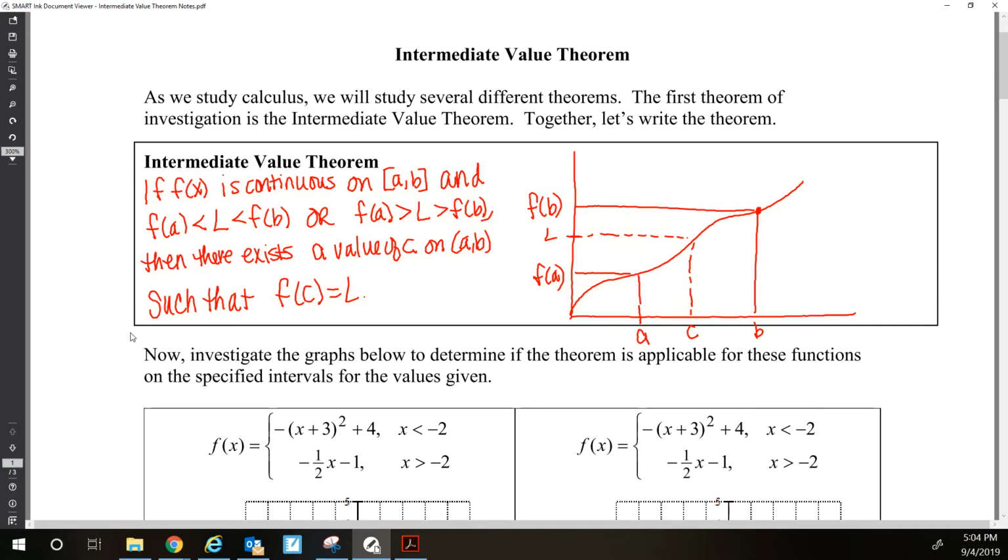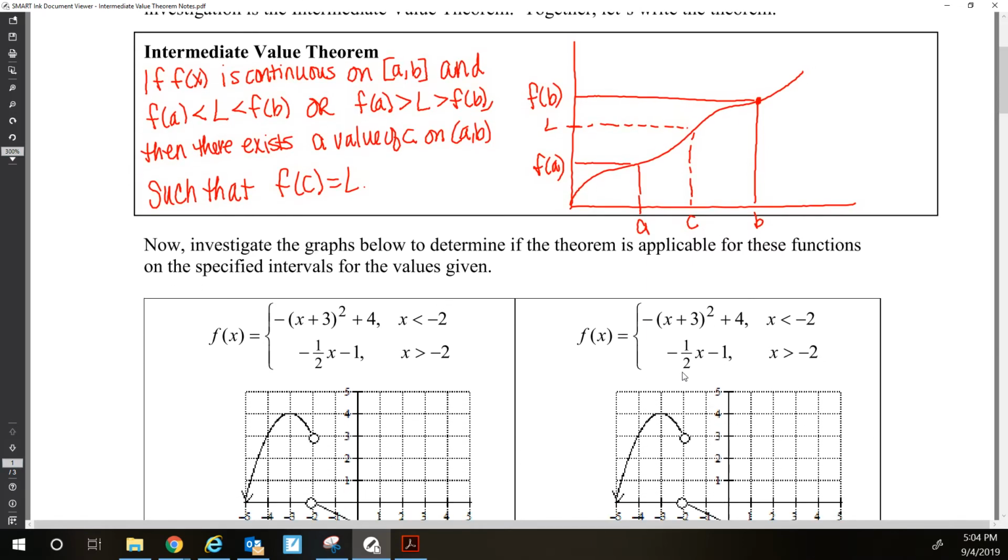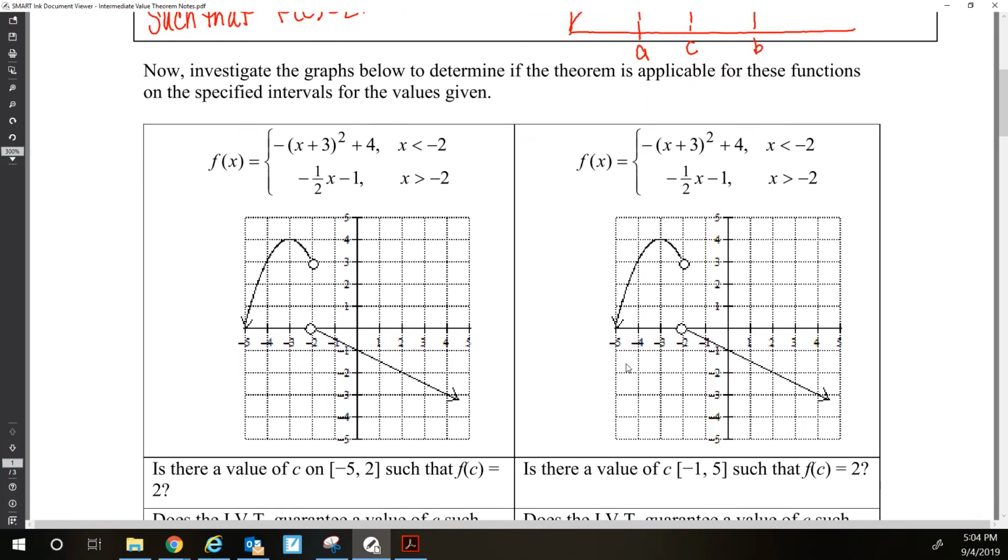So we're going to investigate a couple of graphs. This part here would be the same thing, except instead of my graph going up, I'd have a graph that's going down. The same concept applies there. All right, so let's investigate the graphs below to determine if the theorem is applicable. In order to use it, we've got to make sure we've got all the conditions met.